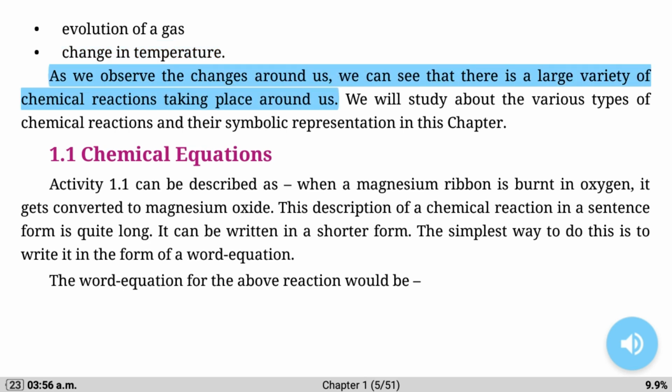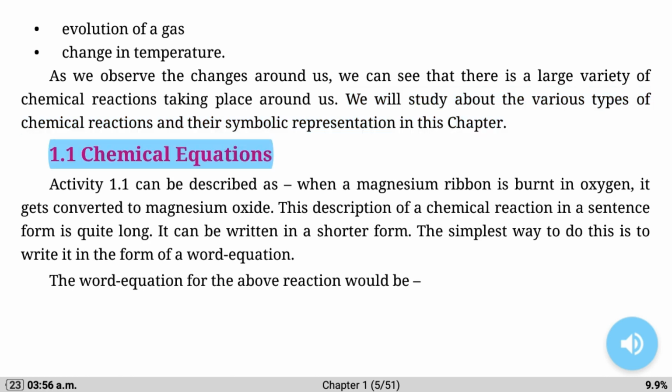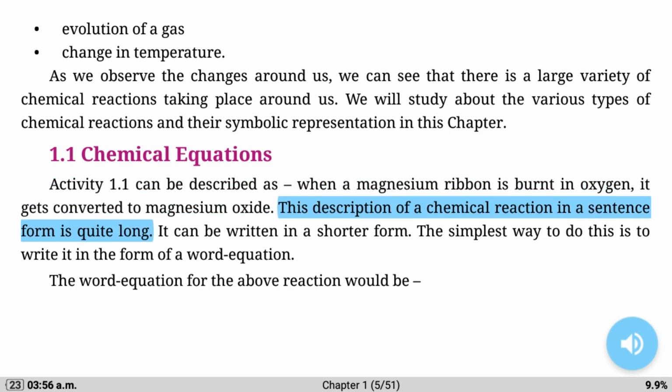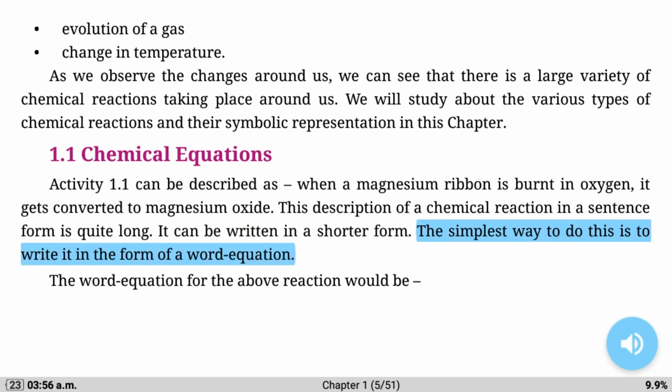As we observe the changes around us, we can see that there is a large variety of chemical reactions taking place around us. We will study about the various types of chemical reactions and their symbolic representation in this chapter. 1.1 Chemical Equations. Activity 1.1 can be described as: when a magnesium ribbon is burnt in oxygen, it gets converted to magnesium oxide. This description of a chemical reaction in a sentence form is quite long. It can be written in a shorter form. The simplest way to do this is to write it in the form of a word equation.